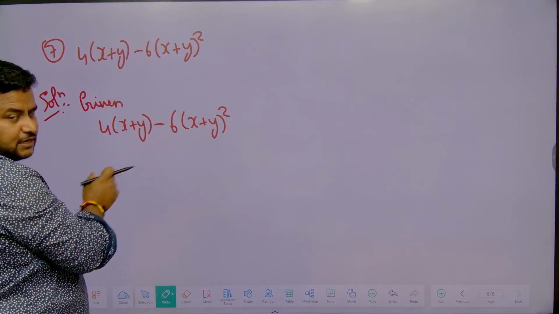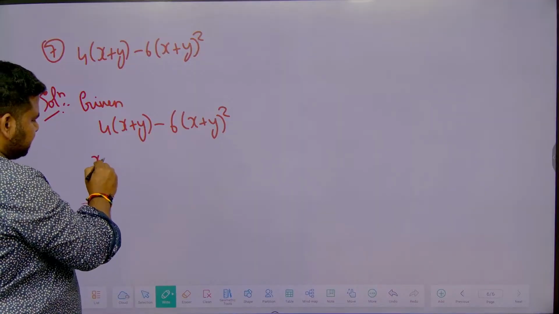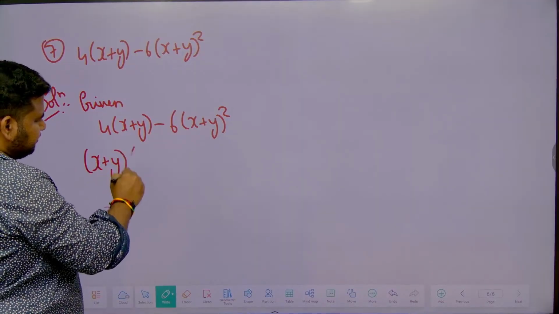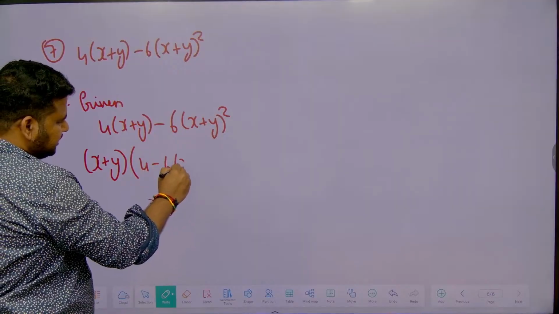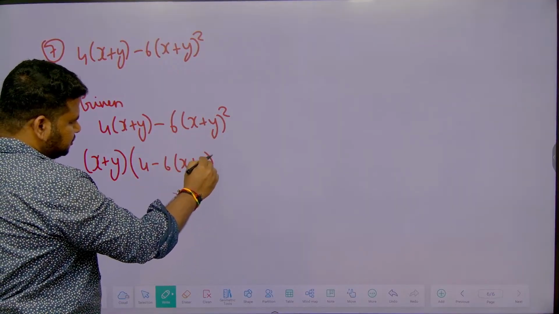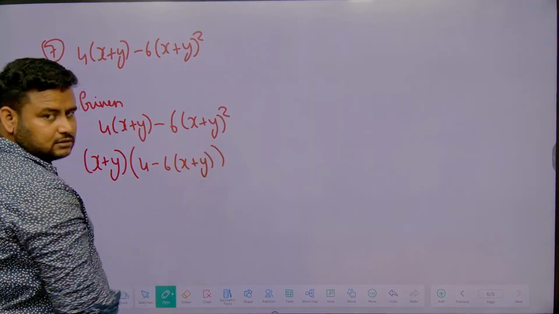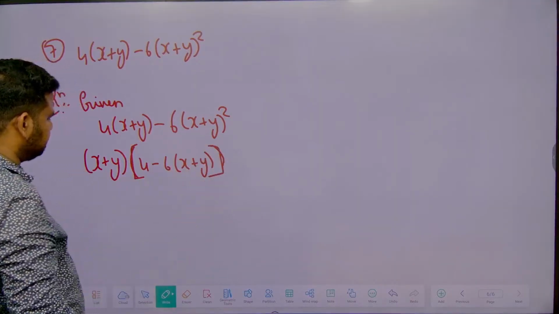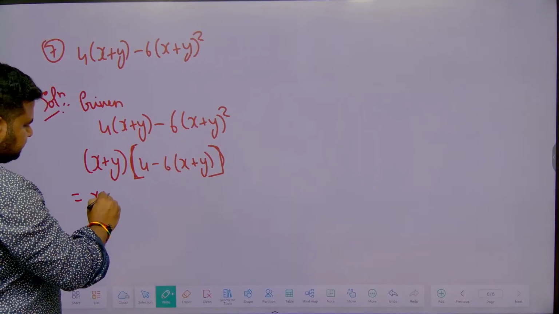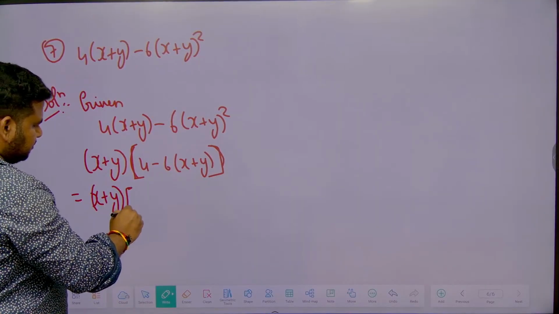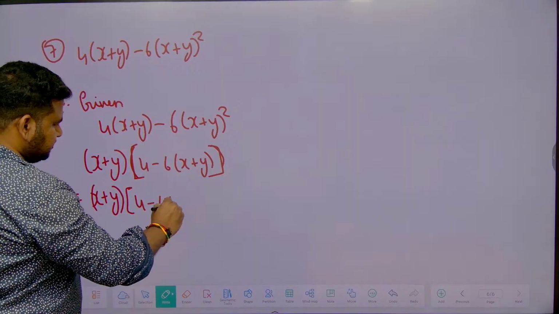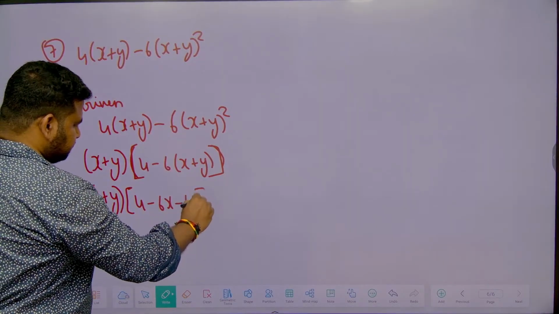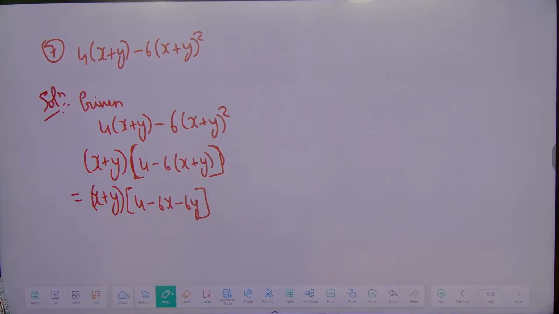Now what we will do? I can take x plus y outside. So this will become what? x plus y. If I take outside, what will be inside? This will be 4 minus 6 times x plus y. This is what I will be having. Inside bracket is there, so I will make it a square bracket. Now x plus y is there. This will be 4 minus 6x minus 6y. This is what you will be having.